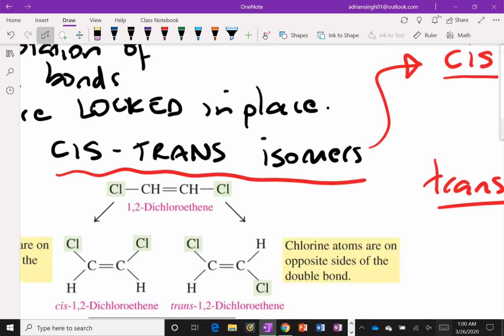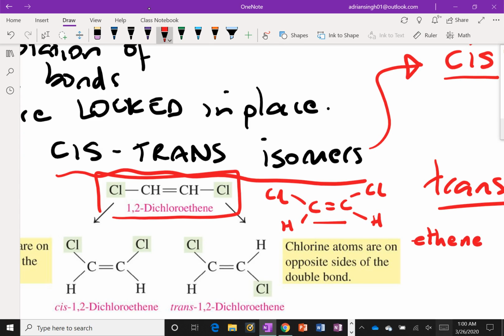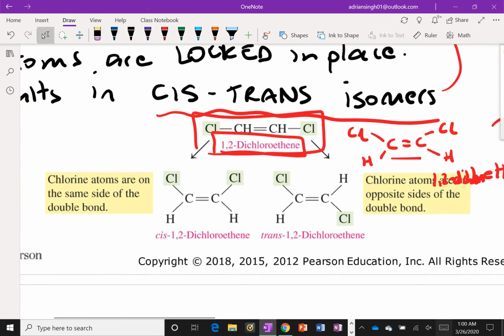I'll just show you a pretty simple example here. We have a compound, and I'll just draw the structure out. We have two carbons connected by a double bond, and then we have a Cl on one and a Cl on the other. If you were to name this, two carbons in a row makes it eth. It's a double bond, so ethene, and we have two chlorines attached. They're both on carbons 1 and 2, so 1,2-dichloroethene.